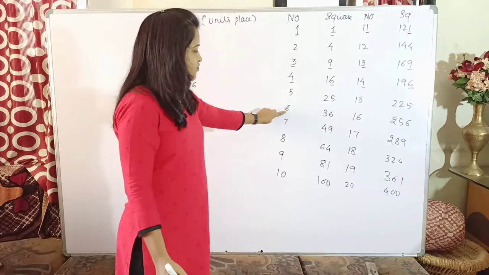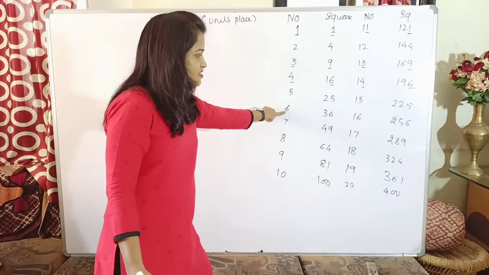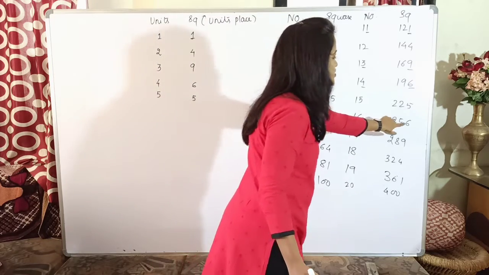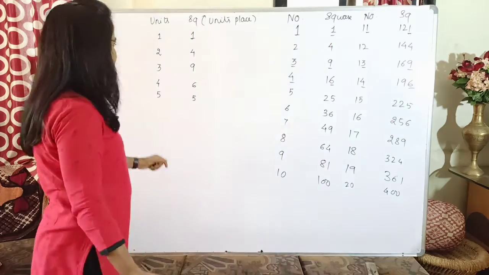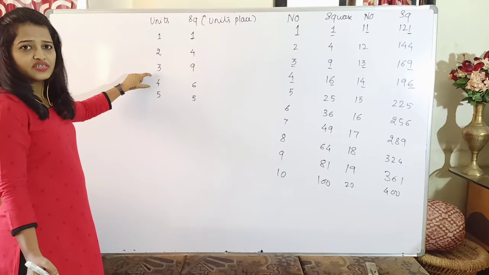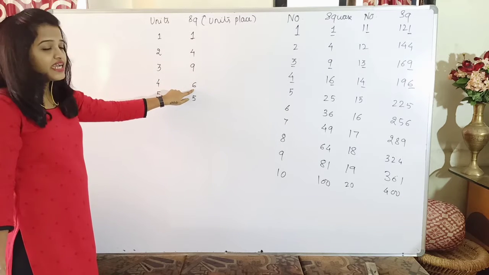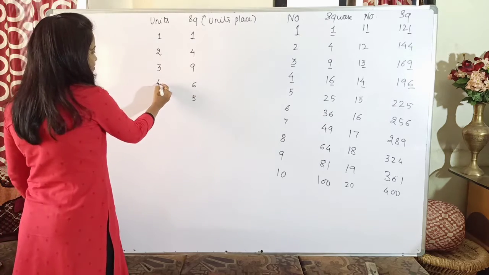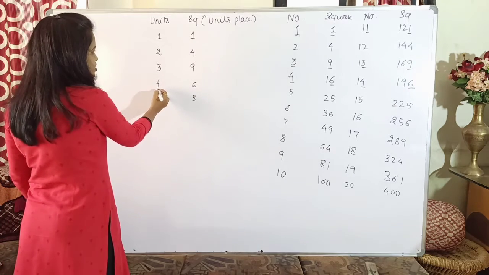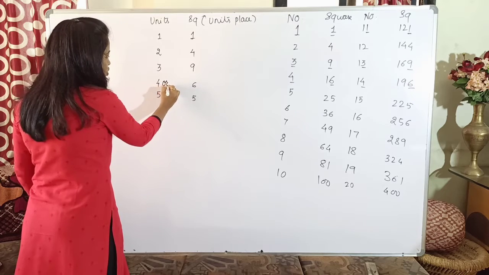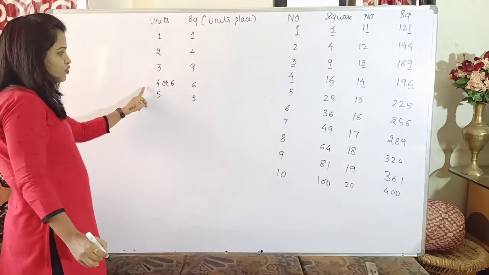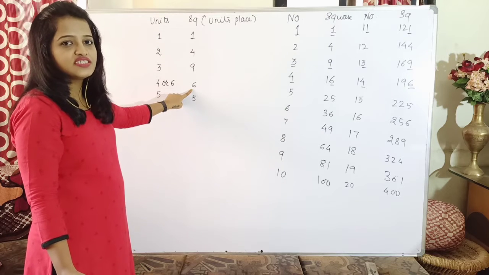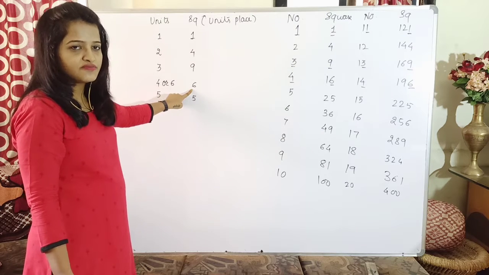Again, if the unit place of the digit is 6, the square is having 6 at its units place. Here also 6. But already we have a digit which is having 6 at its units place in the square number. So here I will write, if the unit place of the digit is 4 or 6, in both the cases the square of the number will have 6 at its units place.